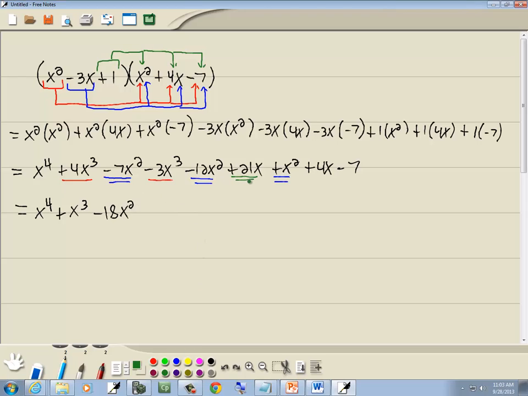Here's an x. Here's an x. Again, we'll add the numbers out in front. 21 plus 4 is 25x. And then the number at the end of minus 7. And that's our answer.